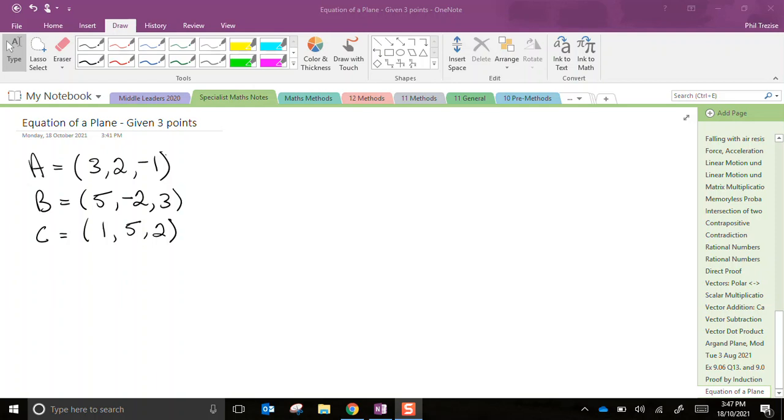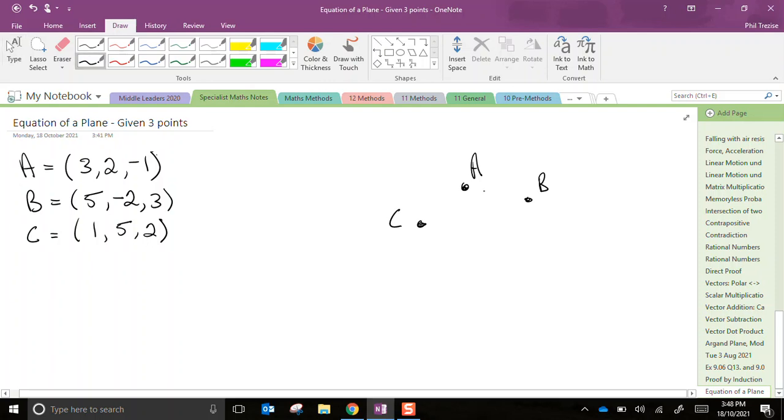Hi everyone, in this screencast I'm going to demonstrate how to find the equation of a plane that contains these 3 points. So I'm just going to do a very rough diagram. I'm not attempting to do this to scale in any way, shape or form. So let's just imagine this is where my 3 points are and they're in the plane.